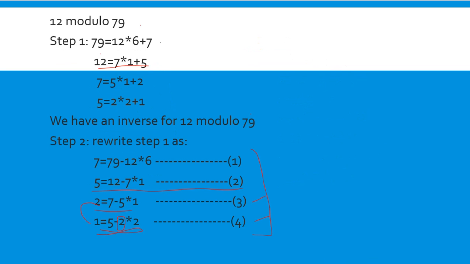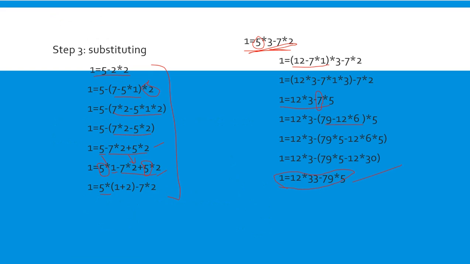Now you have got the equation, you have to see which is the inverse. As I told you earlier, you have 12 which is multiplied with something, or it is multiplied with the inverse, and when you mod it with 79 you will be getting the remainder as 1. So whichever value is with respect to 12 in this equation will be the inverse. So 33 is the inverse right here. 33 is the inverse.